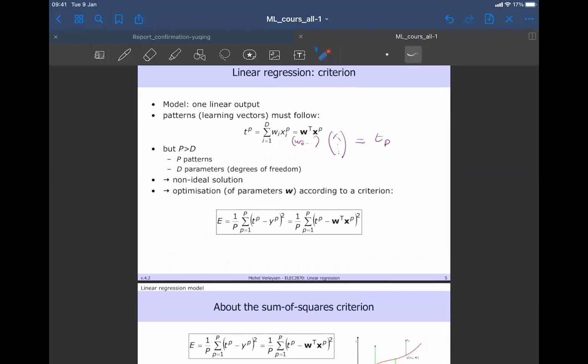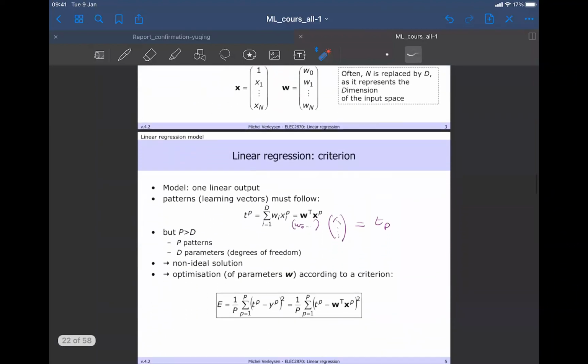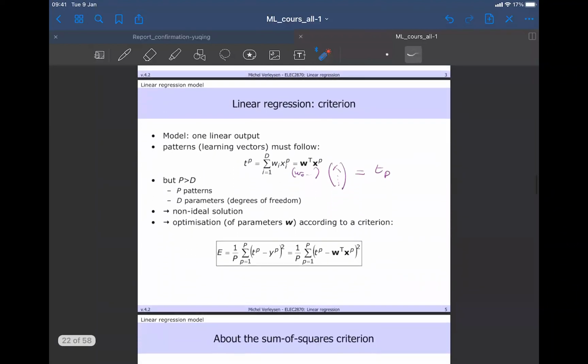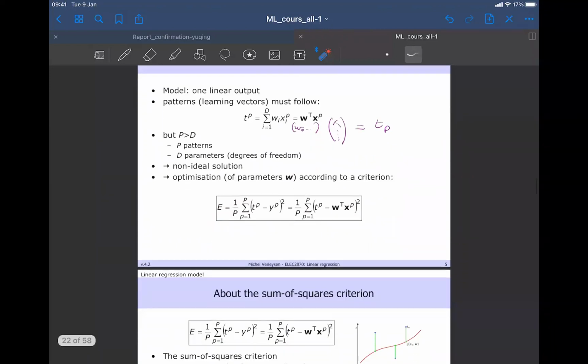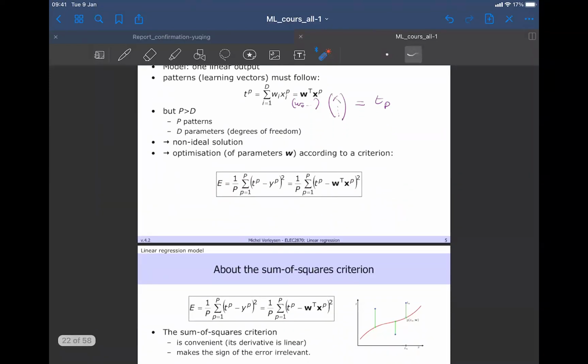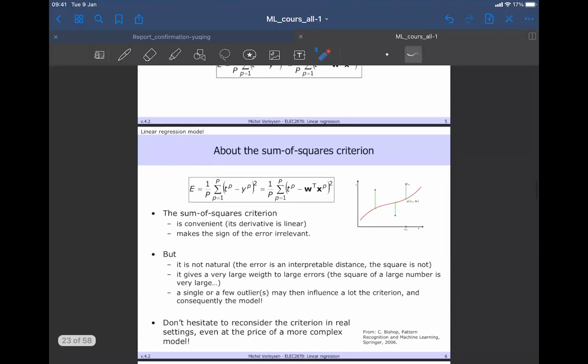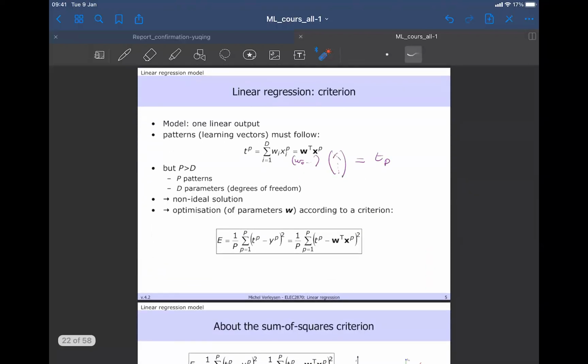Here I decide to take the difference of TP minus YP, so the target minus YP. TP is the true label, so it's what I know it is. YP is the prediction. And so if the difference is big, I made a wrong prediction, and so I have a big error criterion. So it's really the basic building block of building the linear model here. You see it's the difference squared.